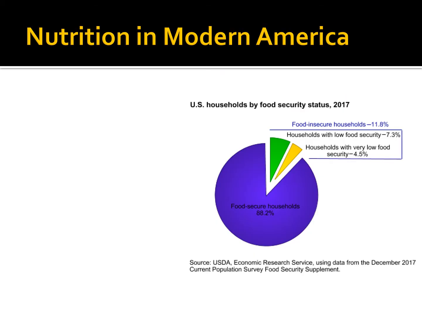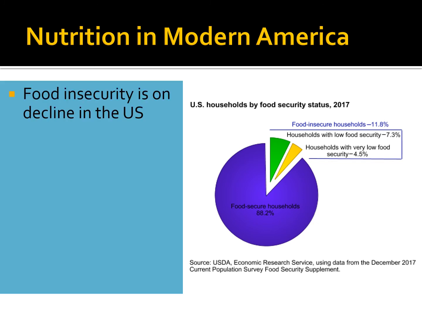All right, so let's shift and go full circle here. So we talked about the development of agriculture, why we have agriculture and what our needs are as a species in general. So let's look at how nutrition varies in our modern world today, right, particularly in America.